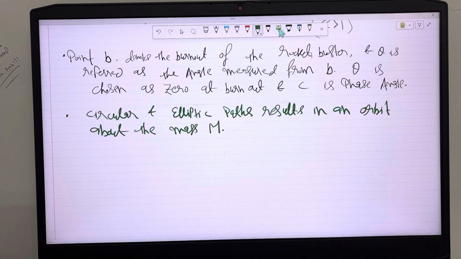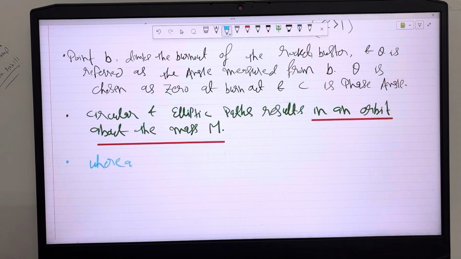So the same thing: circular or elliptic paths result in an orbit. It is an orbit about the mass m. So if you want to stay in an orbit, you have to be in a circular or elliptic path. Okay, next one you can write.